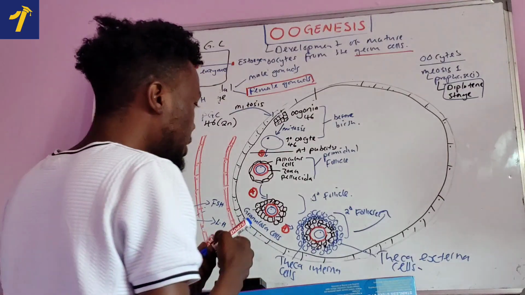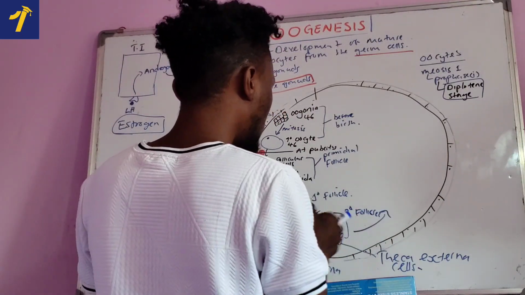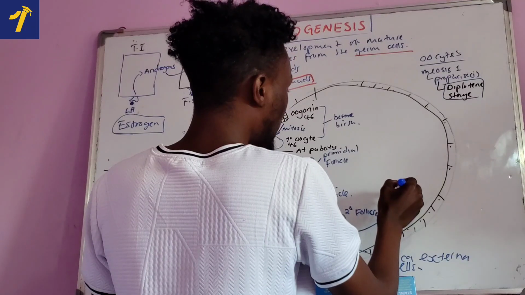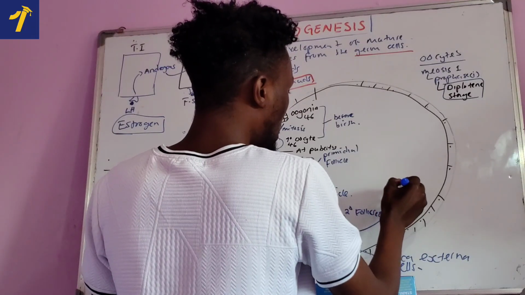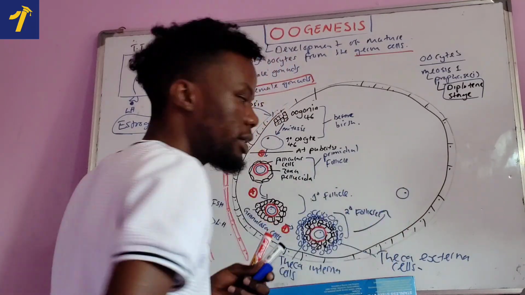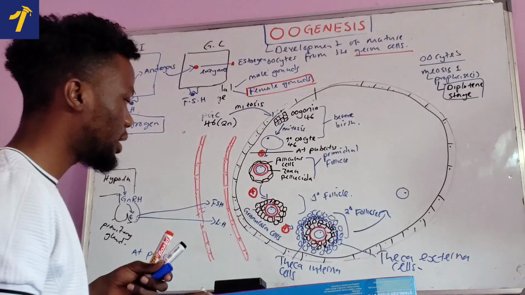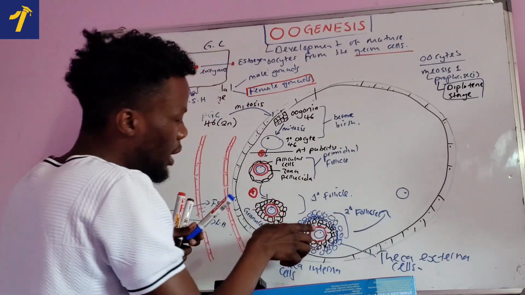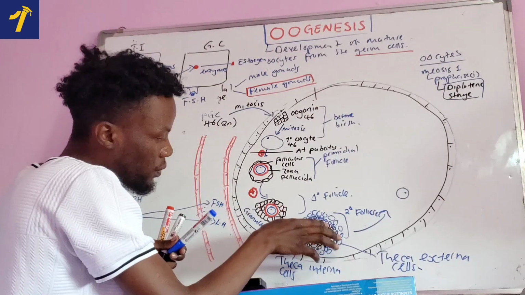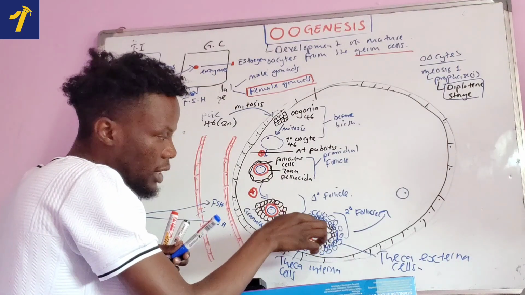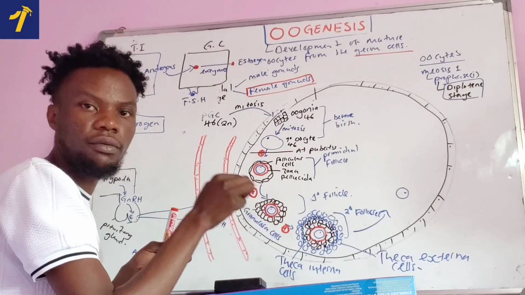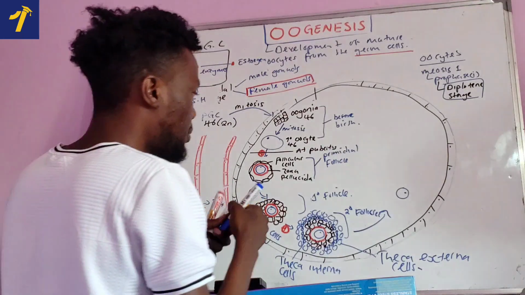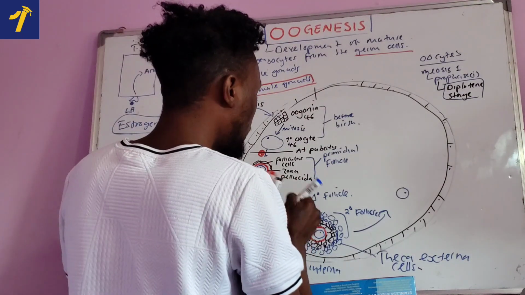Okay, so what we are simply saying is this. I'm going to draw it here again. Again, this is the primary oocyte. It's not changing. Now, what we're simply saying is that inside the granulosa cells, there will be some spaces filled with fluid that will start developing there. And this is the space that we're talking about.